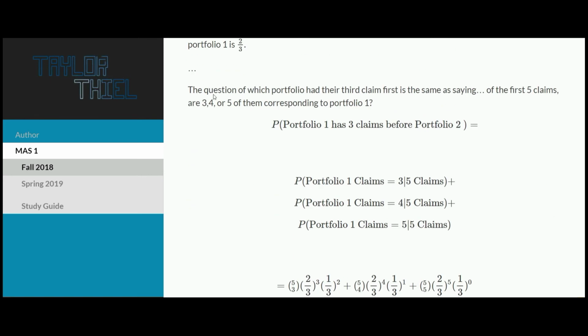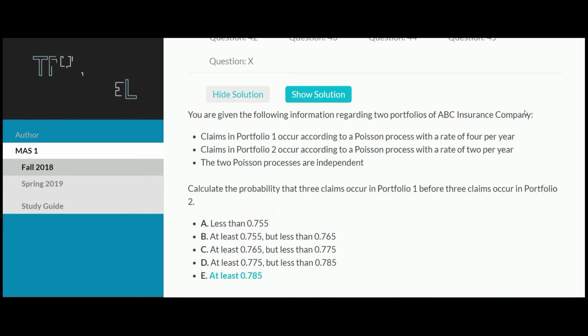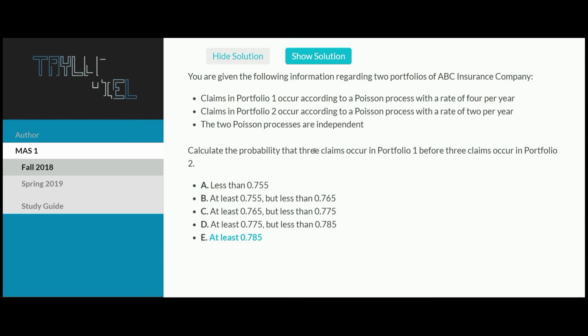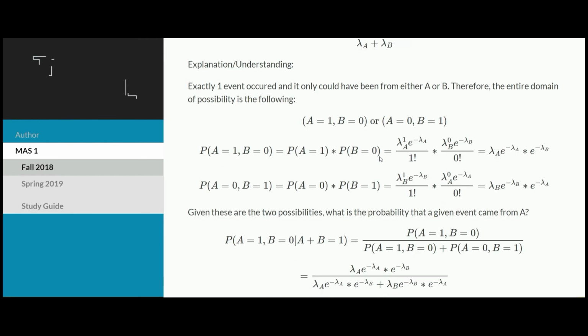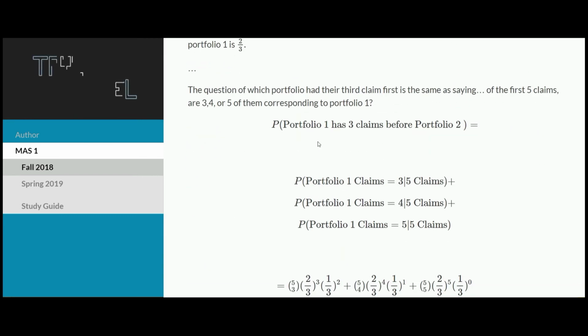We know that what we're interested in is the probability that 3 claims occur in portfolio 1 before 3 claims occur in portfolio 2. That's kind of a weird way of asking it, so we're just going to rephrase it into something that is going to simplify the math. Instead of 3 occur in 1 before 3 occur in 2, we're going to say, of the first 5 claims, what's the probability that 3, 4, or 5 of them came from portfolio 1?